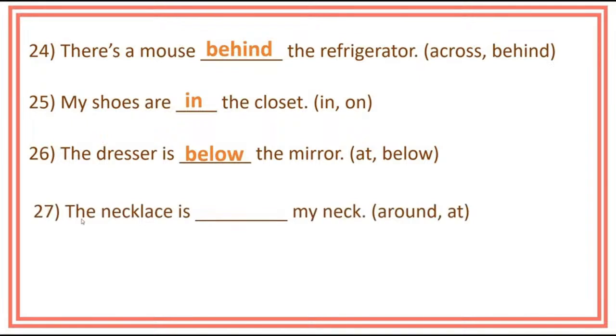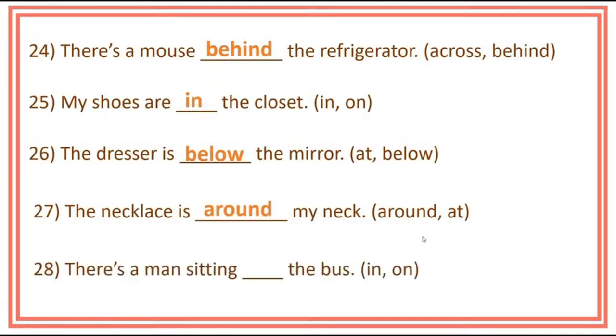27. The necklace is blank my neck. Prepositions inside the bracket are around and at. Answer is: the necklace is around my neck.